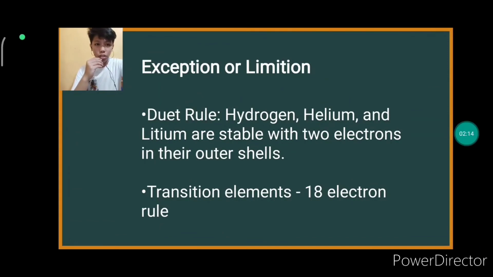Exceptions or limitations. The duet rule: elements like hydrogen, helium, and lithium are stable with 2 electrons in their outer shell. Transition elements follow the 18 electron rule, which is stable with 18 electrons in their outer shell.